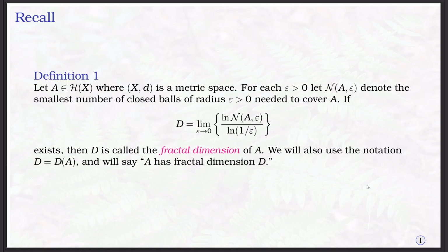For that, let us recall the definition of fractal dimension. Let A be the given set in H of X, and X be any metric space. For each epsilon greater than 0, we can find the minimum number of boxes required to cover the set A. Then we take the limit of the ratio between the logarithm of the number of balls over the size of the boxes of radius epsilon. If this limit exists, we call it the fractal dimension of A.